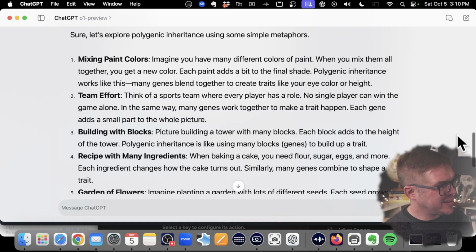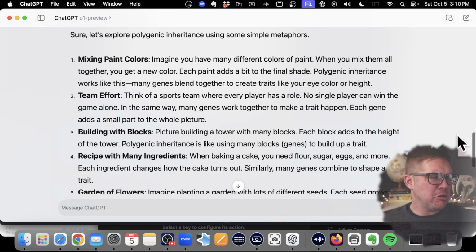Polygenic, I think it was always polygenic. Inheritance works like this. Many genes blend together to create traits like your eye color or height. I like that because if you're trying to make a greenish color, if you add a bit more yellow, that's one thing. If you add some orange, that's really a very different thing, right?